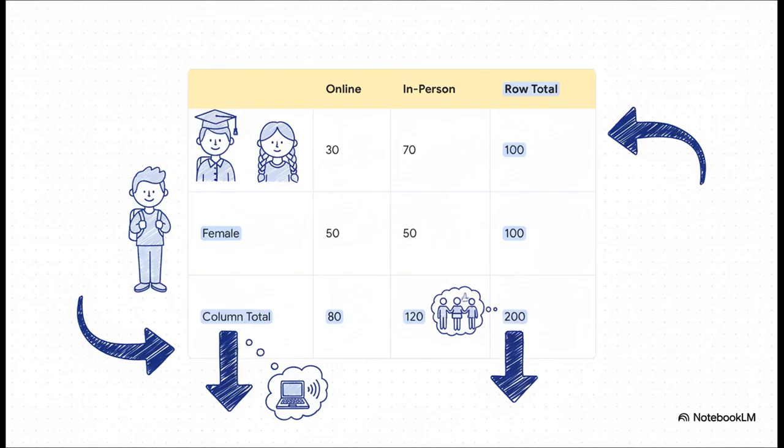To really complete the picture, we need to add up the totals. So if we add across the rows, we can see we surveyed 100 male students and 100 female students. Those are our row totals. And if we add down the columns, we find that 80 students in total prefer online and 120 prefer in person. And look, in the bottom right corner, everything adds up to our grand total of 200 students.